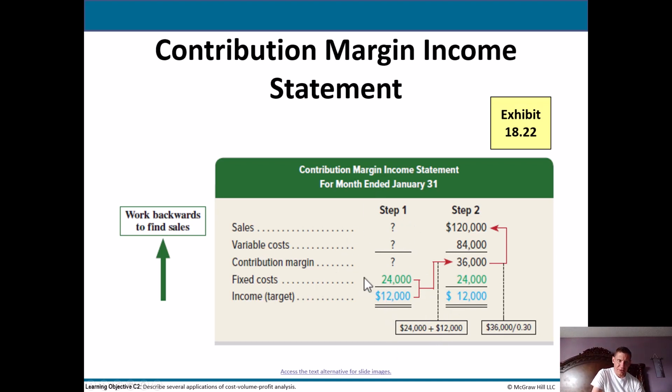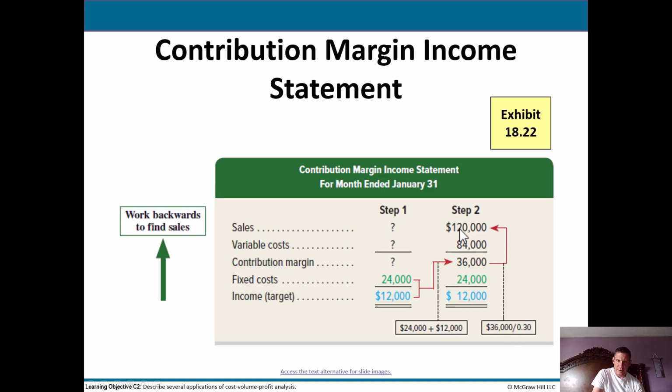And all they gave you were fixed costs, 24,000, and then target income of 12. So the first thing we could do is add the target income of 12 to the fixed cost of 24. That would give us our contribution margin, which was 36,000. And then we know that the relationship from sales to contribution margin was 0.3. So we're kind of working backwards. So instead of multiplying by 0.3, we'll divide 36,000 by 0.3 to give us the 120,000.